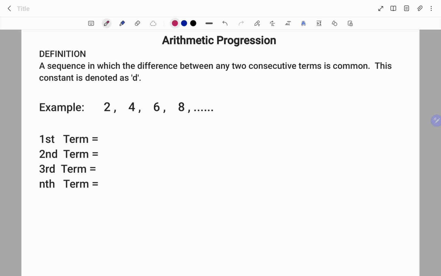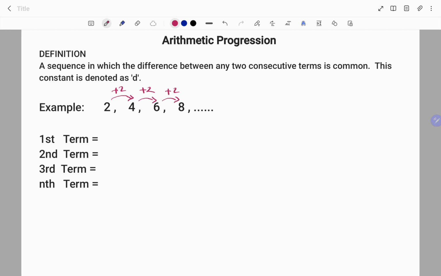In the example below, we have 2, 4, 6, and 8 as a sequence. To jump from 2 to 4, we are going to add 2. To jump from 4 to 6, we have a common difference of plus 2. And also to move from 6 to 8, we are going to have plus 2.